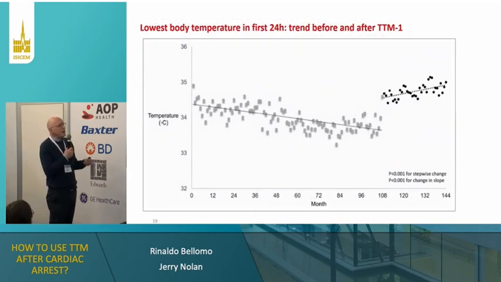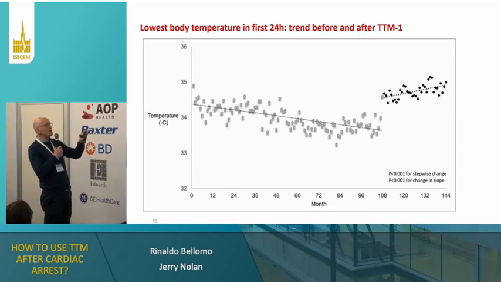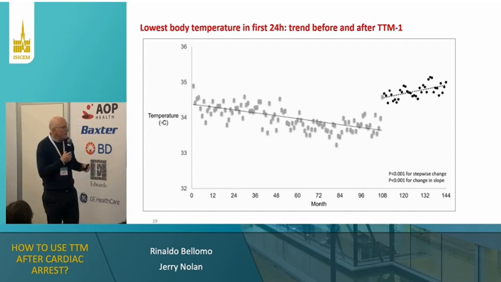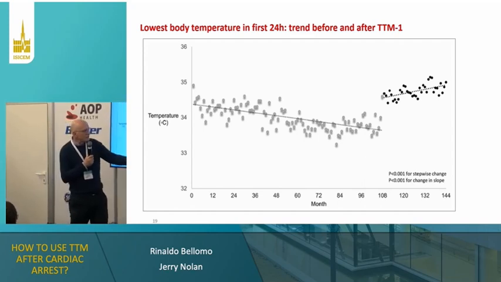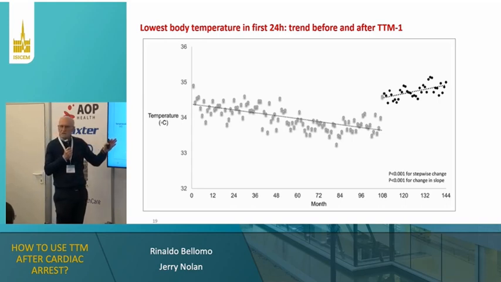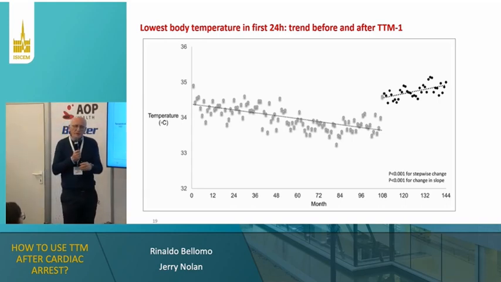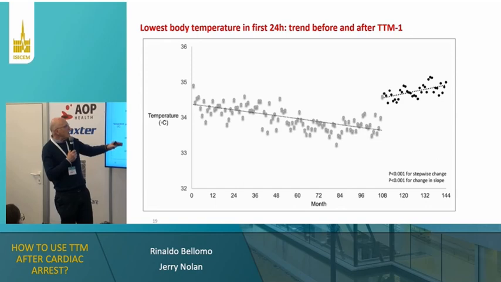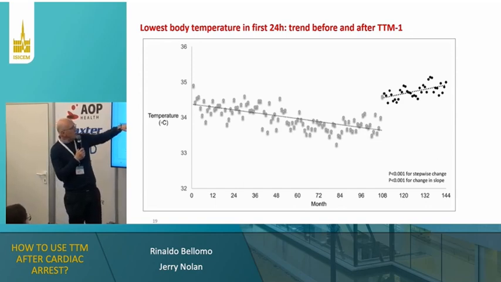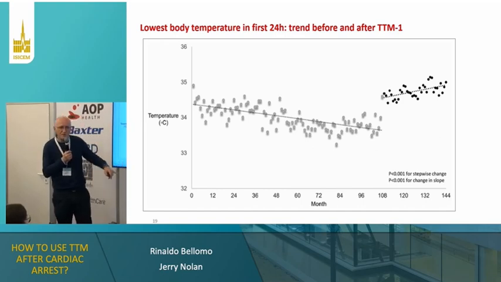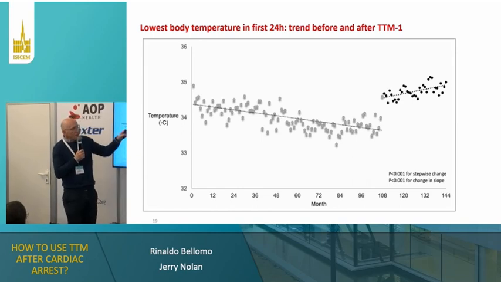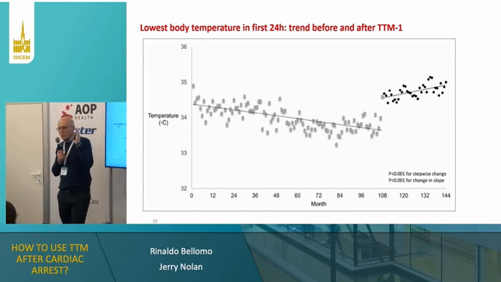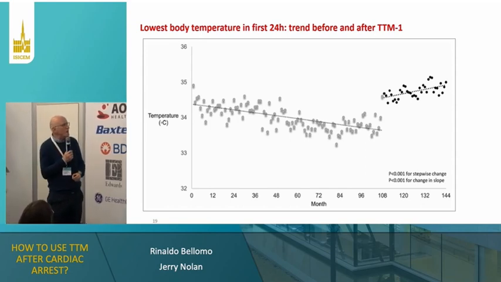What you can see there is the lowest body temperature in the first 24 hours, because this is recorded in the database. Looking back over many years, you could see that before TTM1 people were progressively shifting towards hypothermia. And this is 34. People were starting up there, about 100 months or so before TTM1, so several years before, and this is highly significant, that this slope, we were all going towards hypothermia.